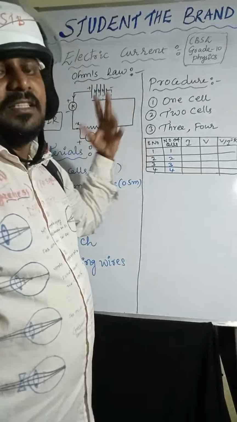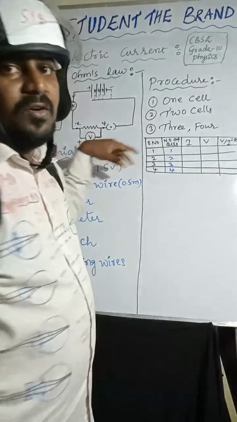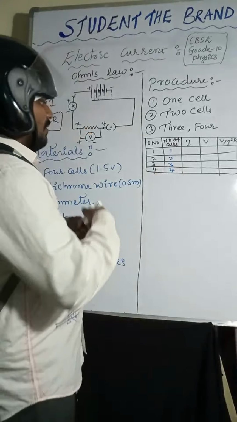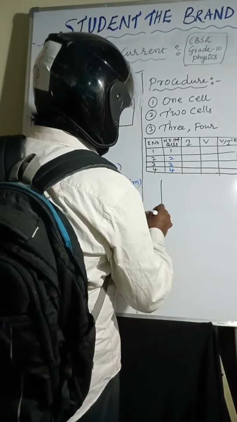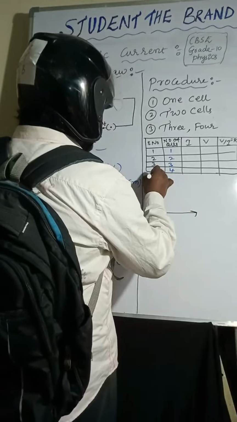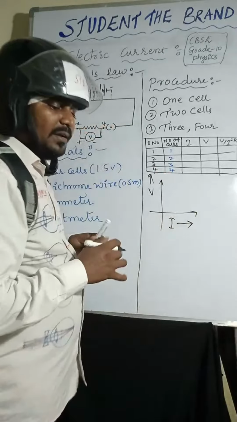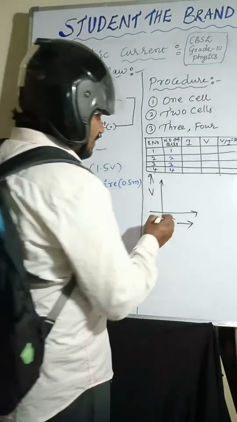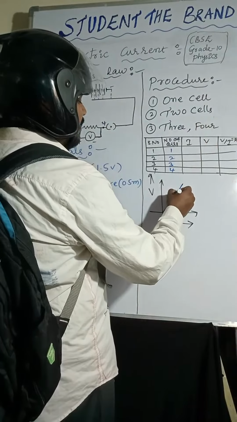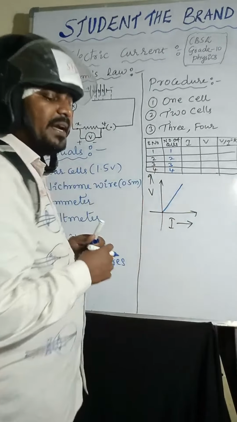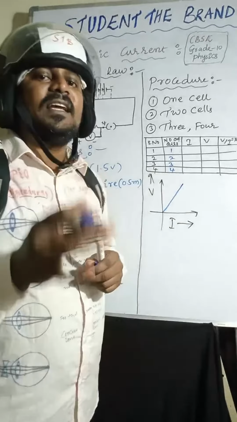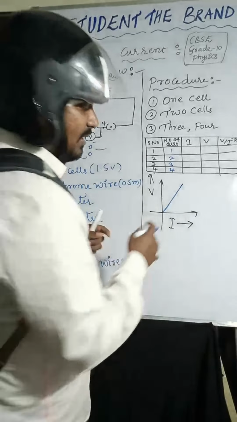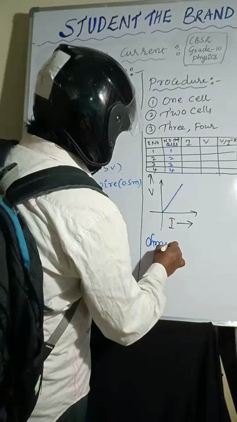After measuring the values of the ammeter and voltmeter and mentioning them in the tabular form, if you draw the graph for V and I, the graph is linear for ohmic conductors.